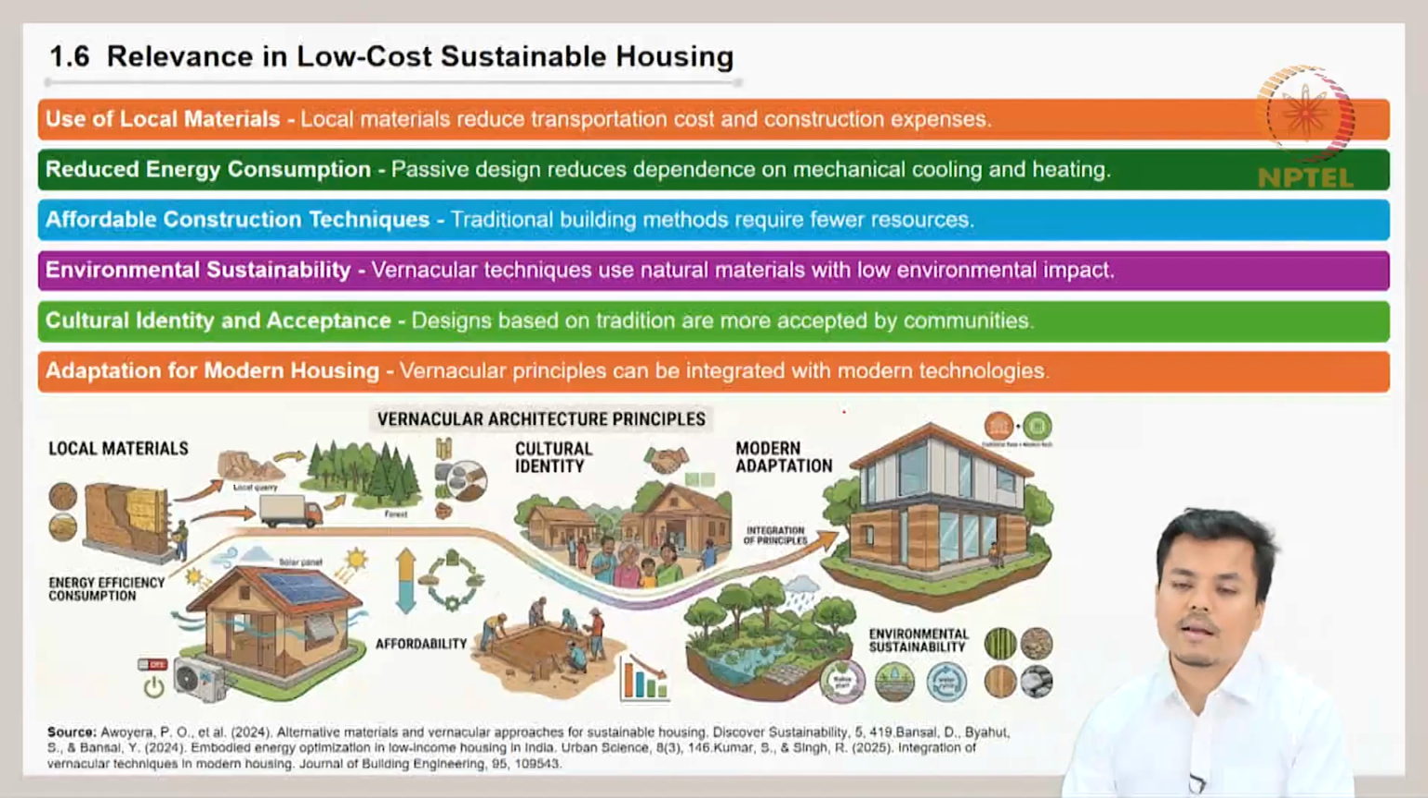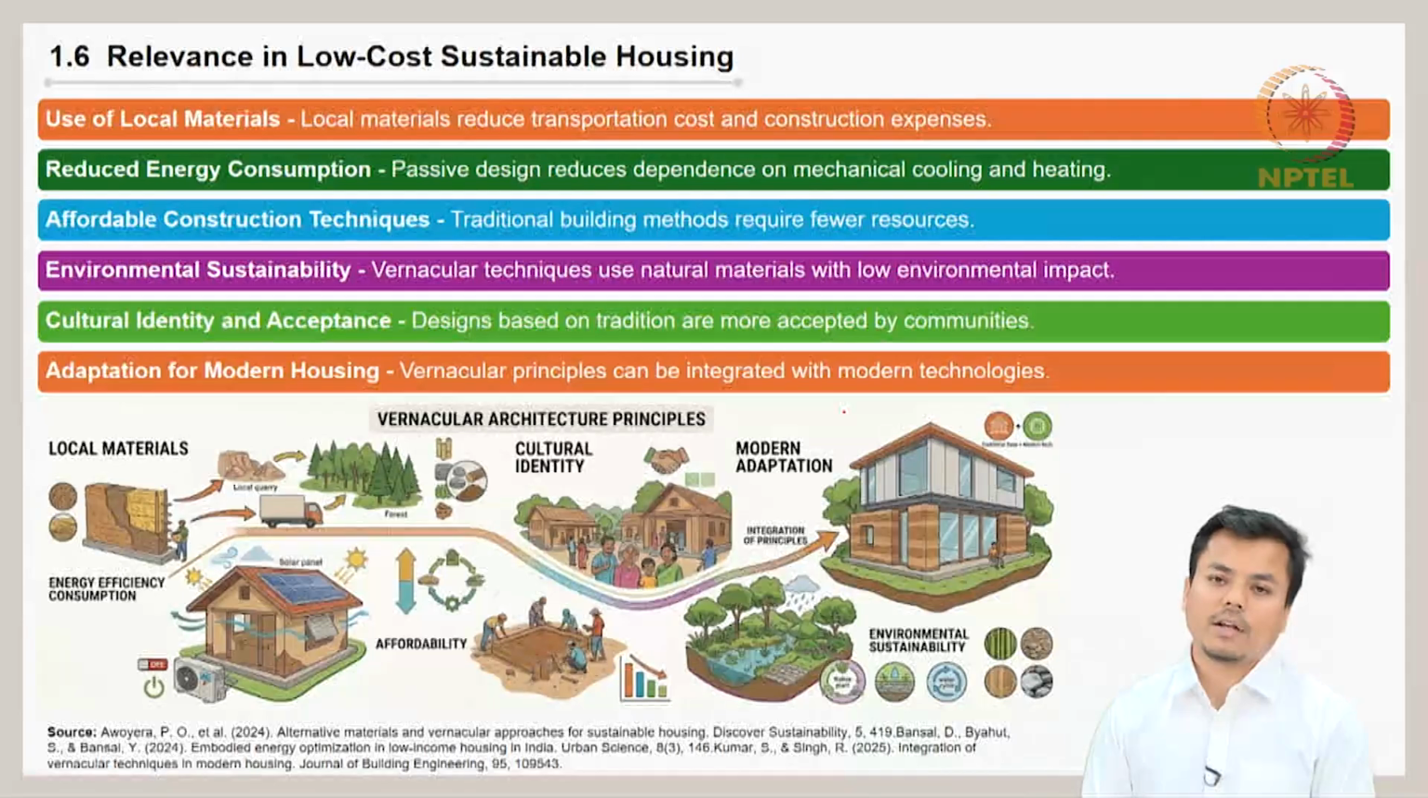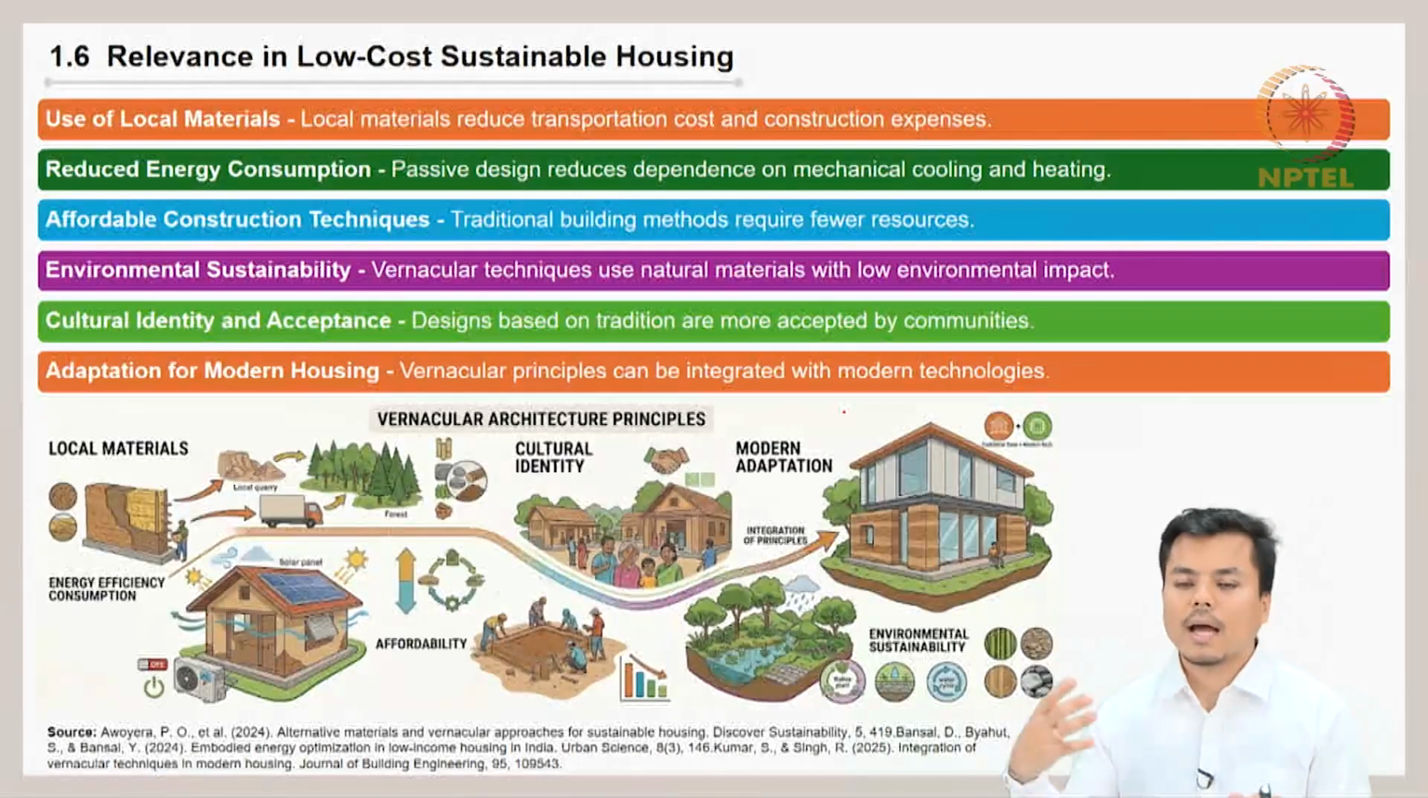Cultural identity and acceptance, since these architectural styles have become an identity of the region. If I show you a Bhunga house, you can easily recall where this house belongs to, and if I show you any Kath Kuni architecture, you can easily recall that it is from Himachal Pradesh. Likewise, stilt houses, you can recall, are from the northeast region. These specific architectural styles have now become an identity of the entire region.